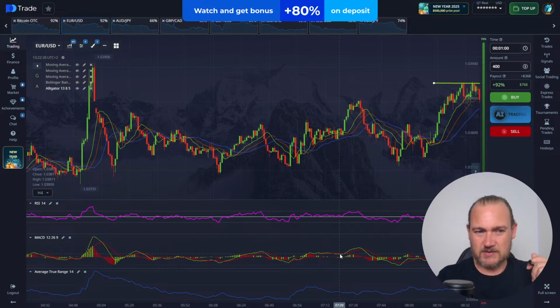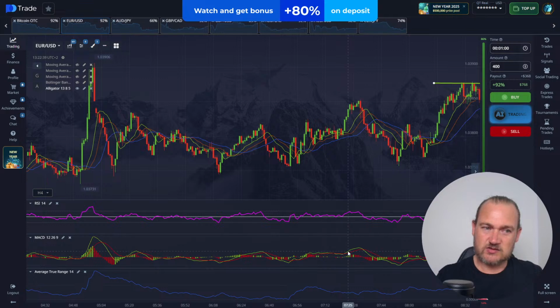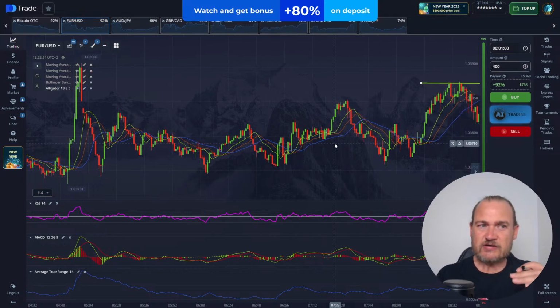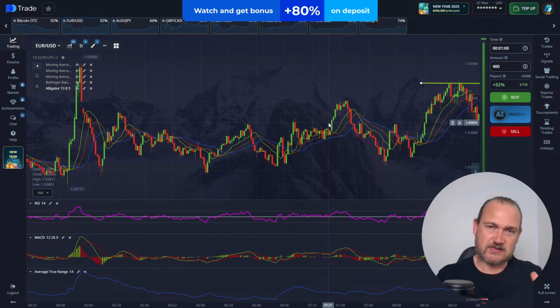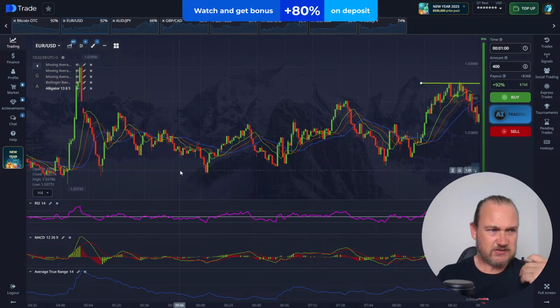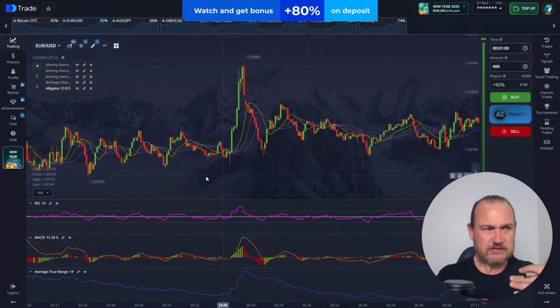But once my MACD dipped below the signal line and crossed back over again, while my alligator remained bullish from the time it crossed downwards to the time it crossed back upwards again, that's my signal to take a trade in the direction of the trend. This will also happen in downward moves.